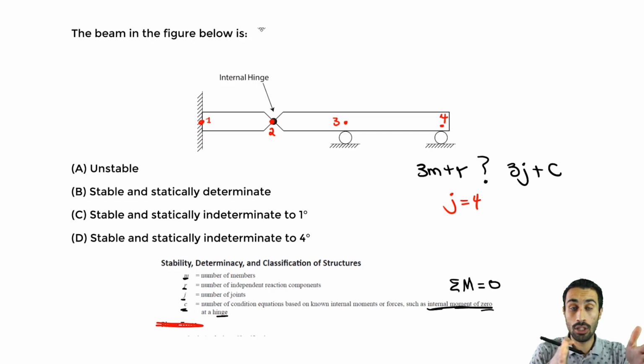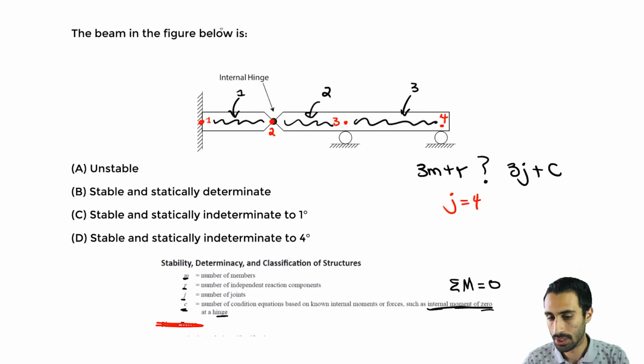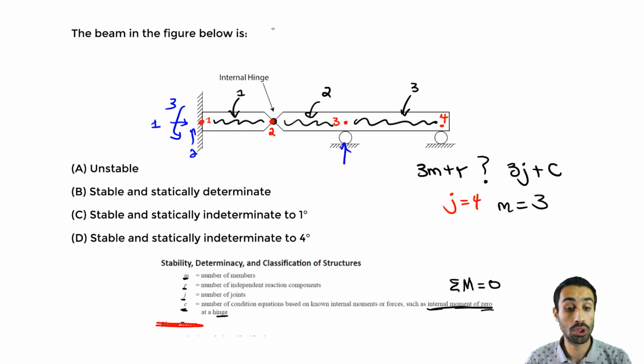And then we will note the number of members. So this will be member 1. This will be member 2. And this will be member 3. 3 members. Now we can keep going. The number of reactions, we know at the fixed end we have 3. So 1, 2, 3. And we have here just the vertical. So this would be 4. And this one would be a vertical as well. So this would be 5. So we have 5 reactions.